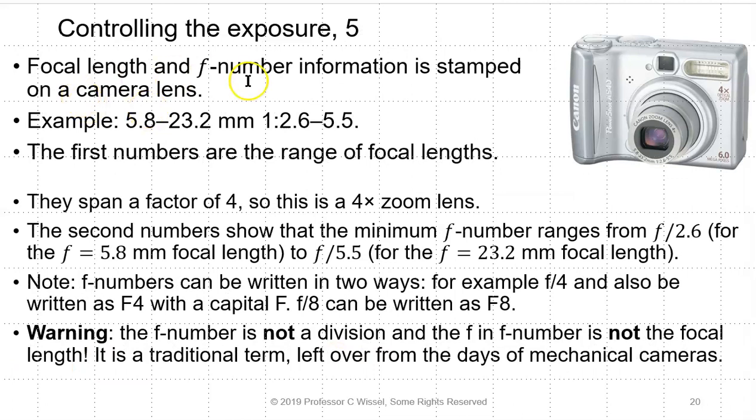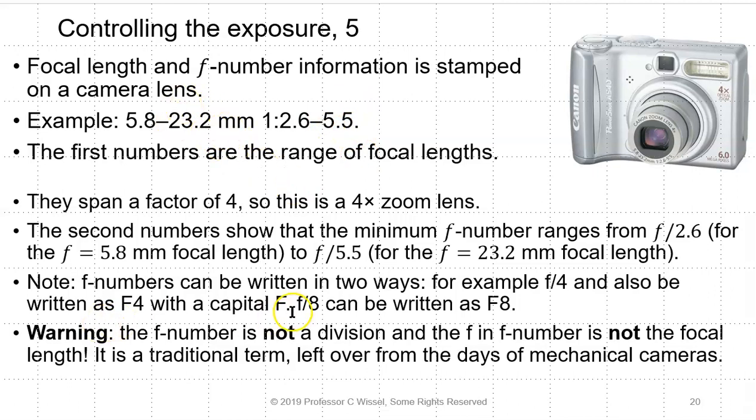So focal length and f-number information is stamped on a camera lens. For example, a camera lens might read 5.8-23.2 millimeters, 1 to 2.6 to 5.5. The first numbers are the range of the focal lengths, and the second numbers show that the minimum f-number ranges from f2.6, for the 5.8 millimeter focal length, to f5.5 for the 23.2 millimeter focal length.